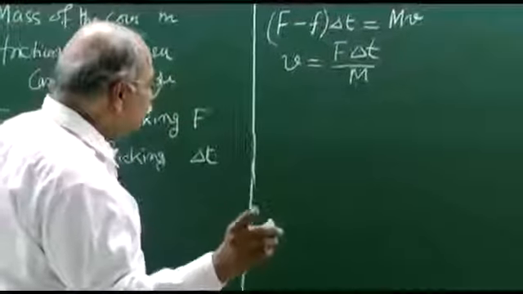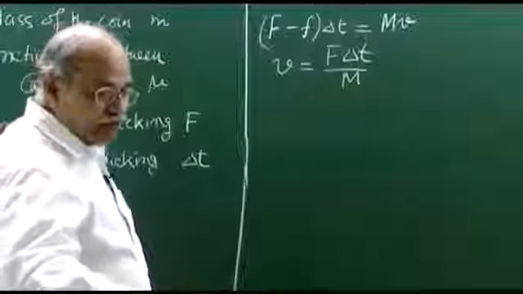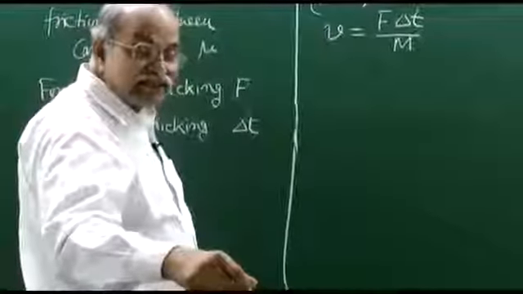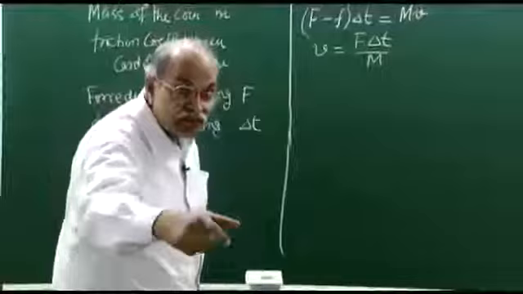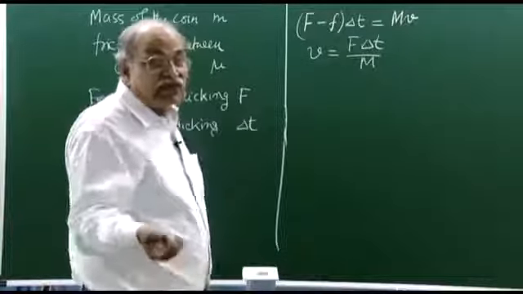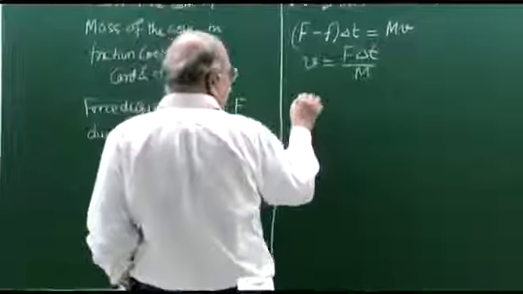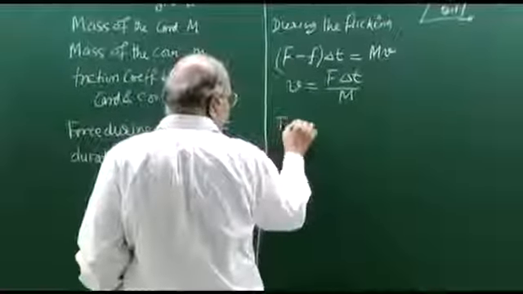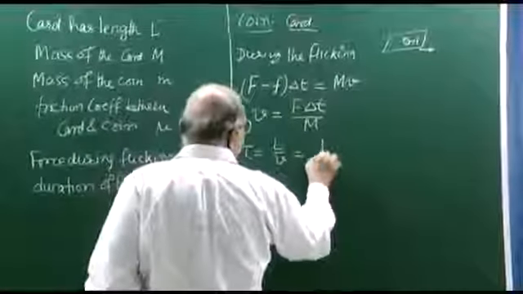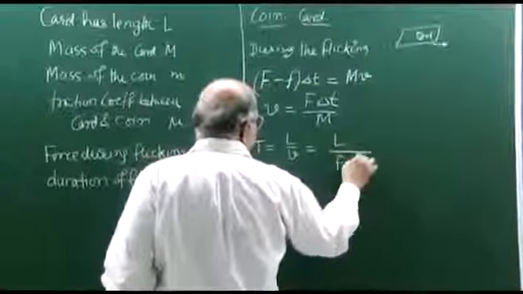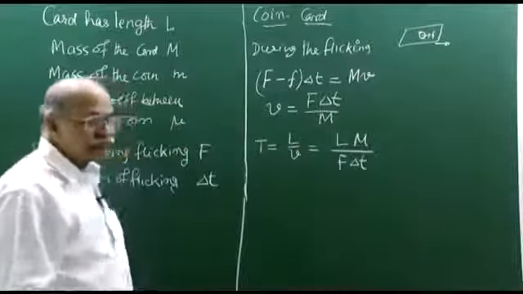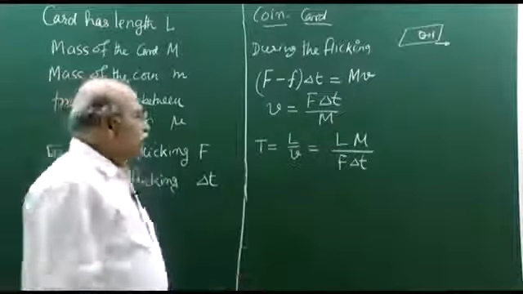So, I will assume that the movement of this coin is small, and so L is the length which is moved by the card before this coin finds no card beneath. So, that time t is L divided by v, and that is L divided by F here, delta t here, and m here. Now, look at the coin.